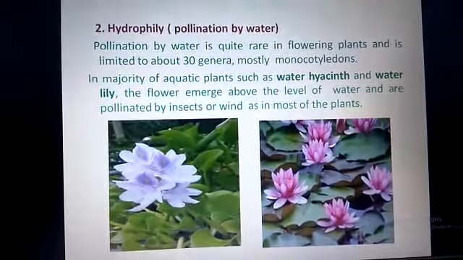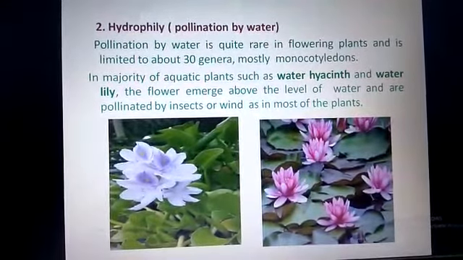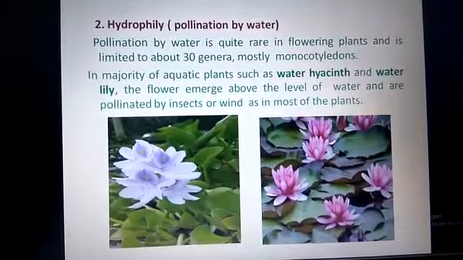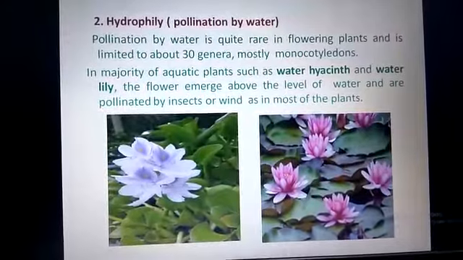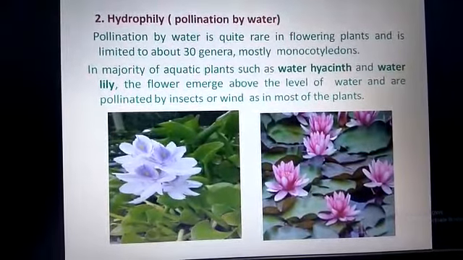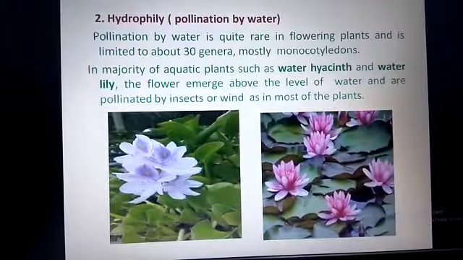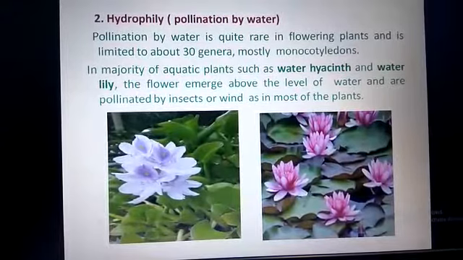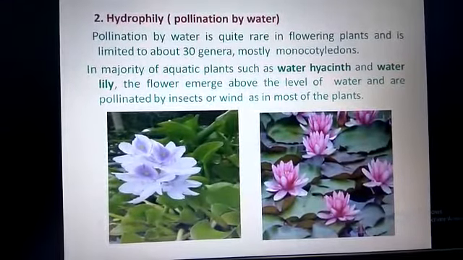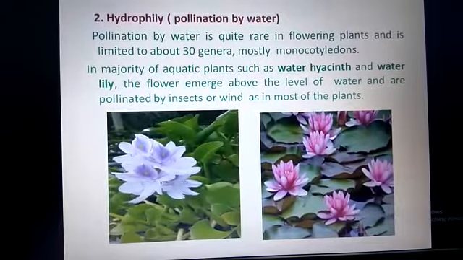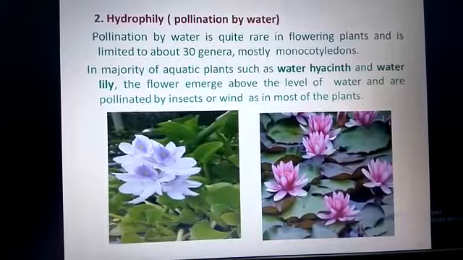Now the second agent is water, hydrophily. Pollination by water is quite rare in flowering plants and it is limited to about 30 genera, mostly monocotyledonous plants. In the majority of aquatic plants such as water hyacinth and water lily, since the flowers emerge above the level of water, the pollination is carried out by insects or wind.